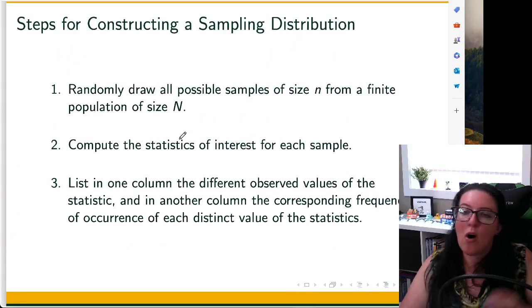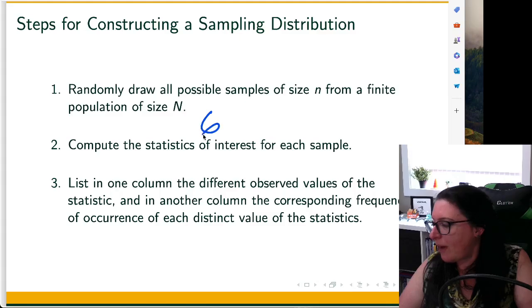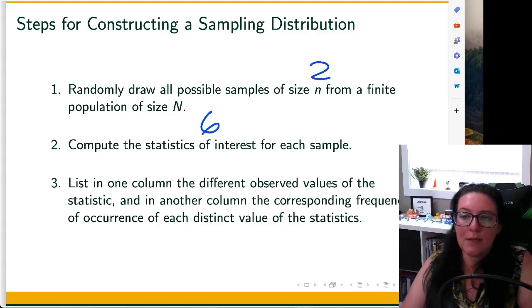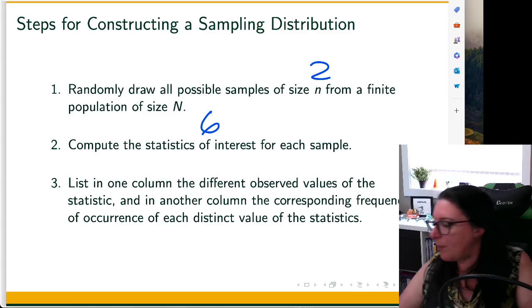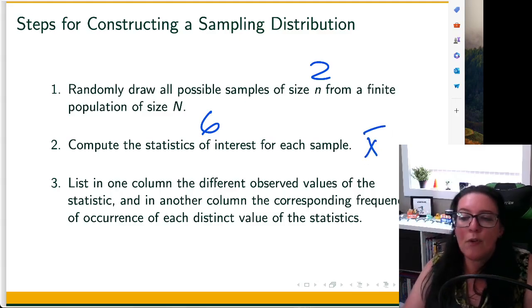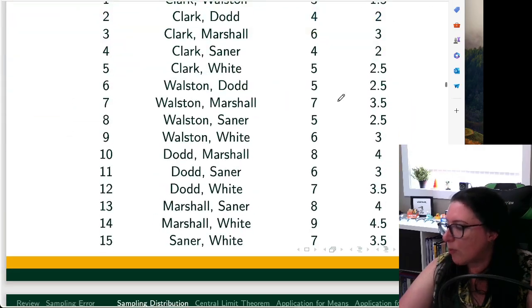So we randomly draw all the possible samples of size n from a finite population. So here we had the 6 families. We drew all the different samples of size 2, and we found the statistics of interest for each sample. So we found X bar for all the families of size 2. Okay, so we're going to list that out. And that is what you see right here.